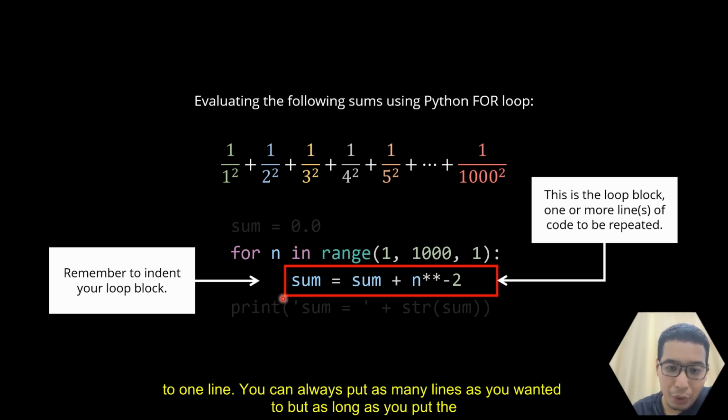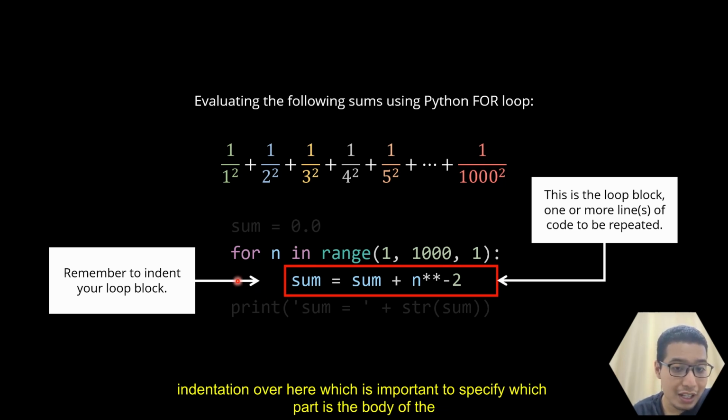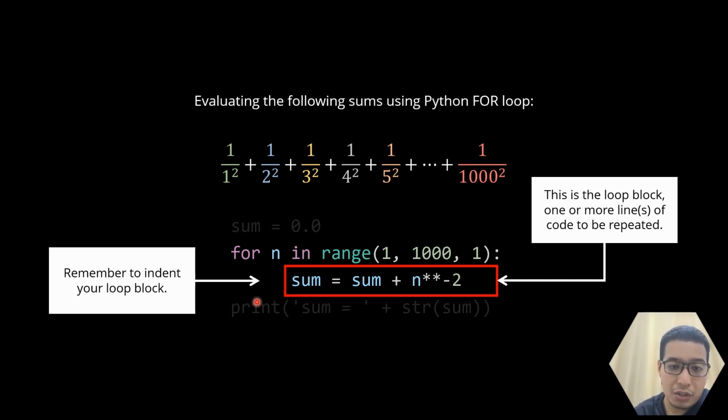So it is not limited to one line. You can always put as many lines as you want. But as long as you put the indentation over here, which is important to specify which part is the body of the iteration, or the body of the loop.